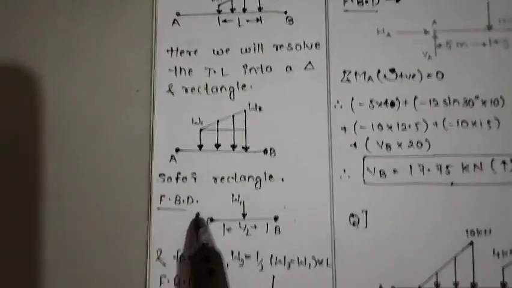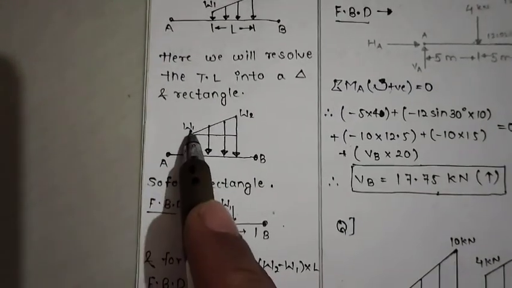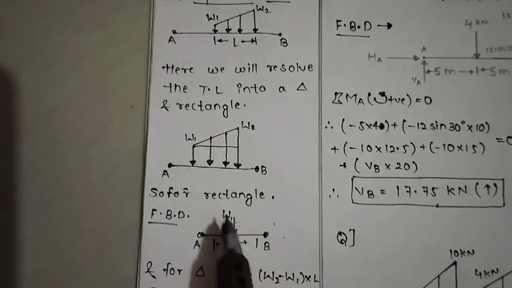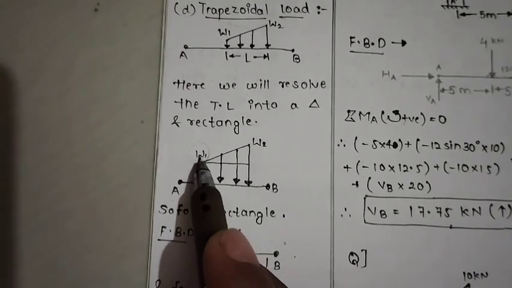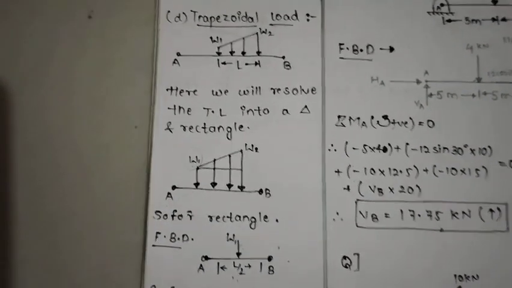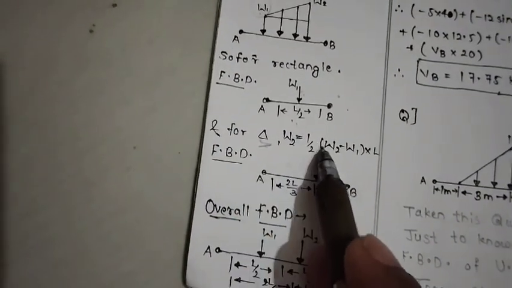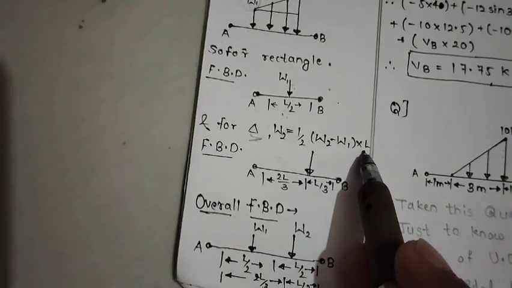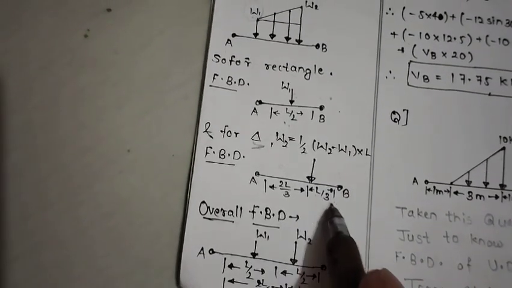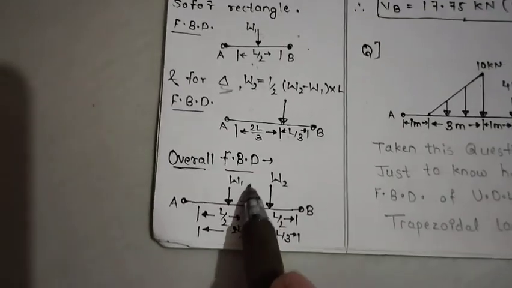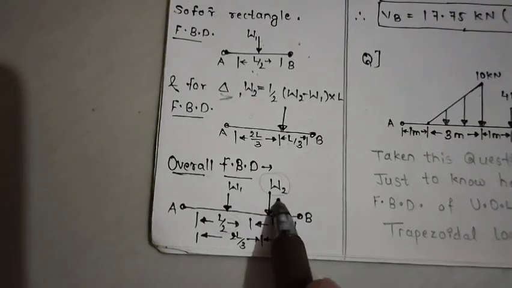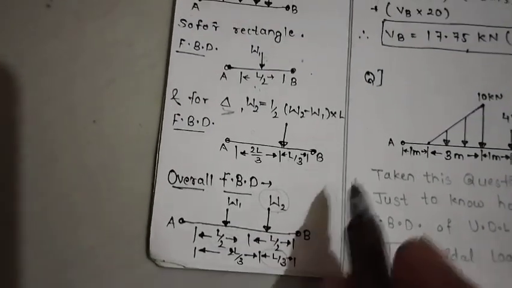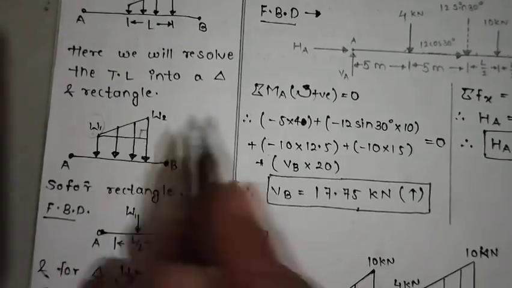For the rectangle, the FBD will be, you can see, W1 into L, meaning the weight which will be given here, and the point where this weight will act will be L by 2, meaning total distance divided by 2. And for the triangle, the weight will be given as 1 by 2 into (W2 minus W1) into L, and the point will be at L by 3. So overall FBD will be, you have to show W1 at point L by 2 and you have to show W2 at point L by 3, which will be near the 90 degree of this triangle.